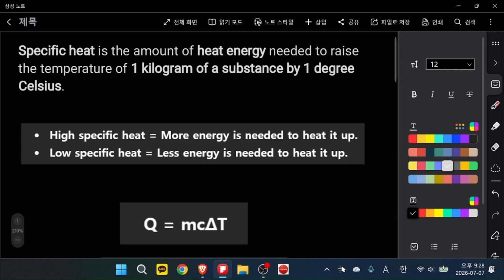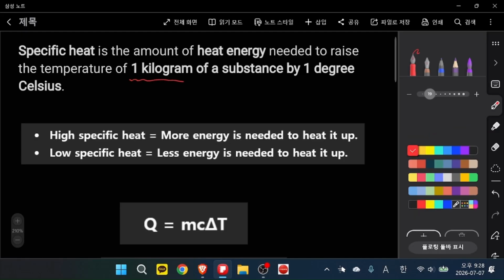Specific heat is the amount of heat energy needed to raise the temperature of 1 kilogram of a substance by 1 degree Celsius. Let's break that definition into smaller pieces. First, 1 kilogram. Scientists use 1 kilogram as the standard amount so that we can compare different materials fairly.